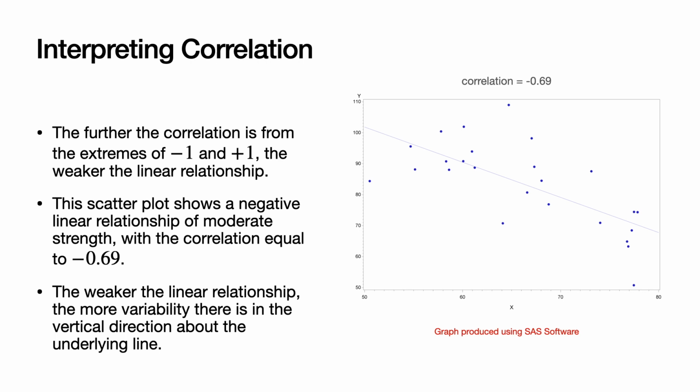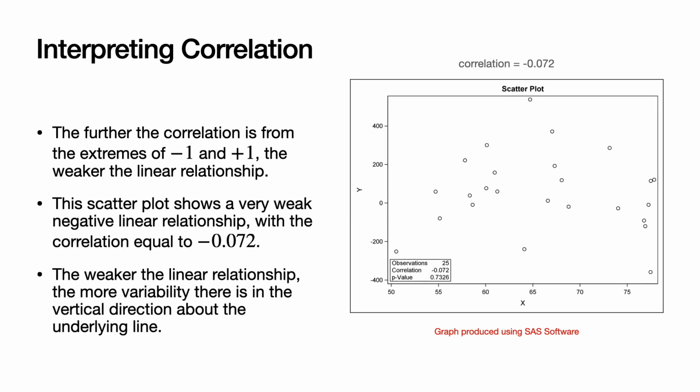So again, we see that the more variability there is in the vertical direction around the line of best fit, the weaker the strength of the linear relationship. And so the correlation is going to be further away from -1 or +1. It's going to be closer to zero. In this case, the correlation is -0.69.